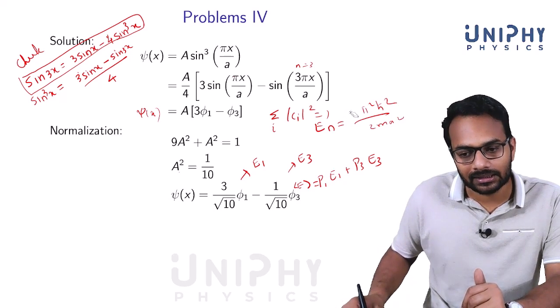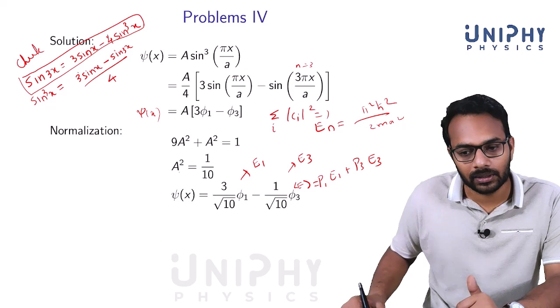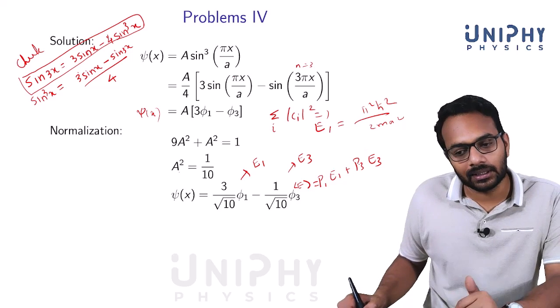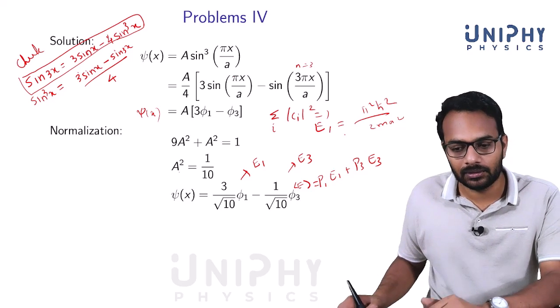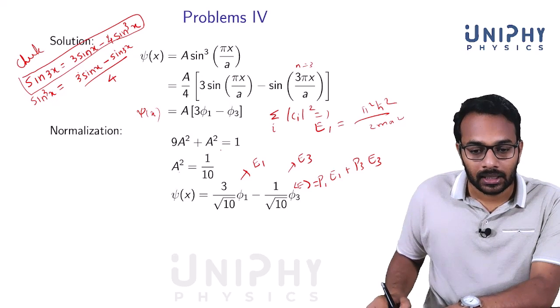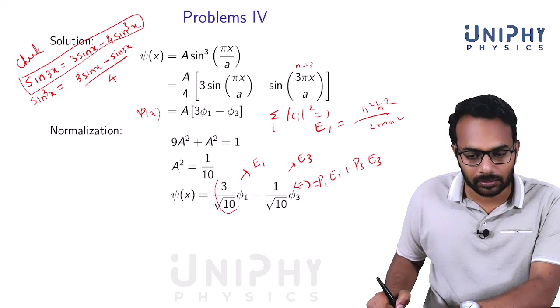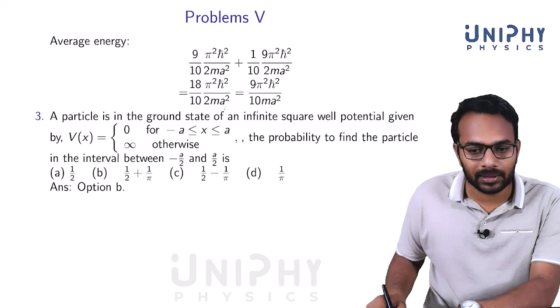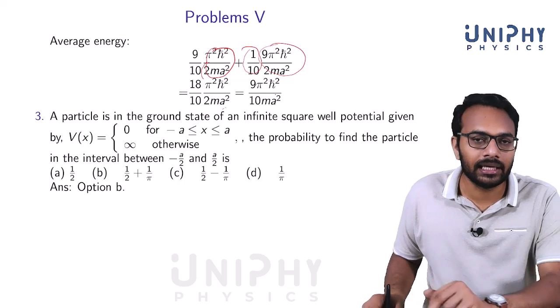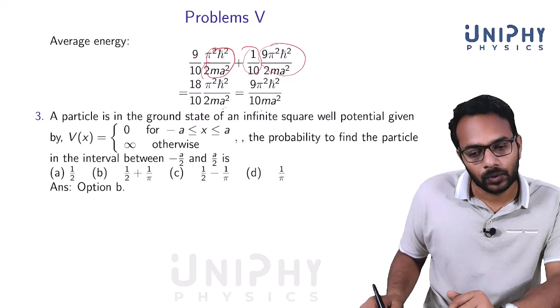So E1 is simply pi squared h cross squared by 2ma squared, and E3 is 9 pi squared h cross squared divided by 2ma squared. So you just use it here to find the average value. It's 9 by 10, the probability, multiplied by pi squared h cross squared divided by 2ma squared, the energy value, and then this is the probability multiplied by the energy value 9 pi squared h cross squared divided by 2ma squared.